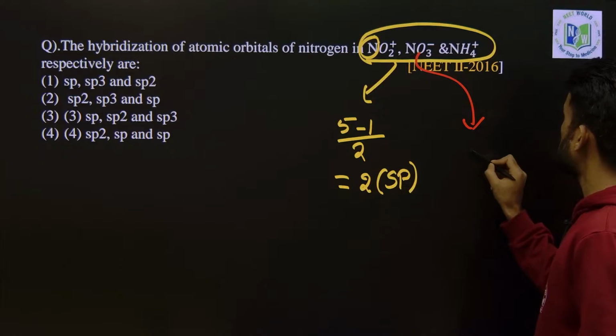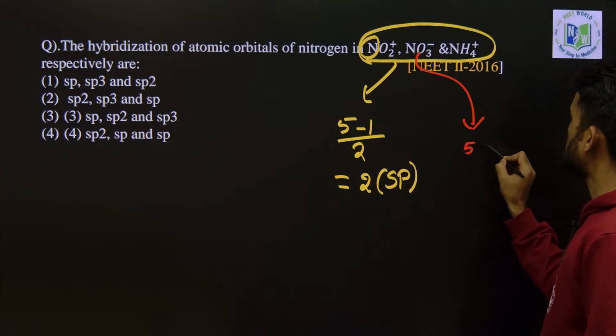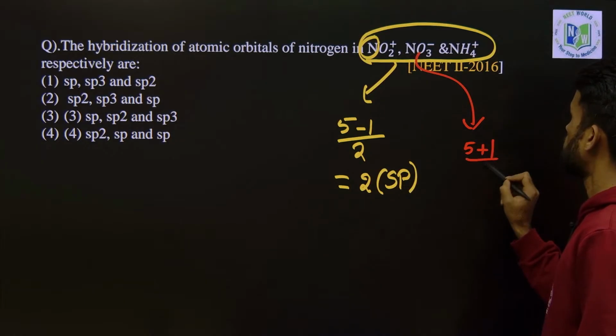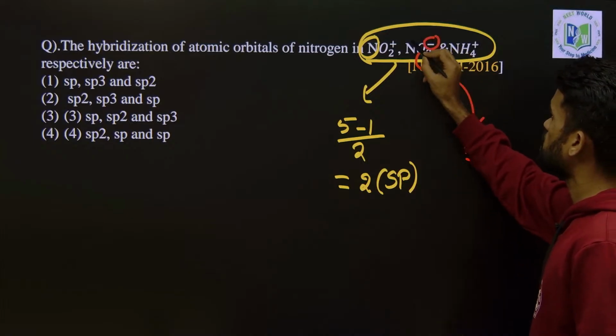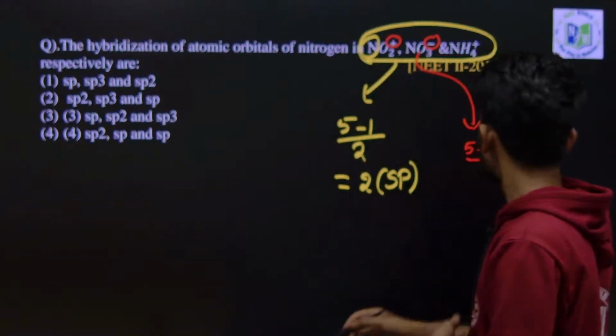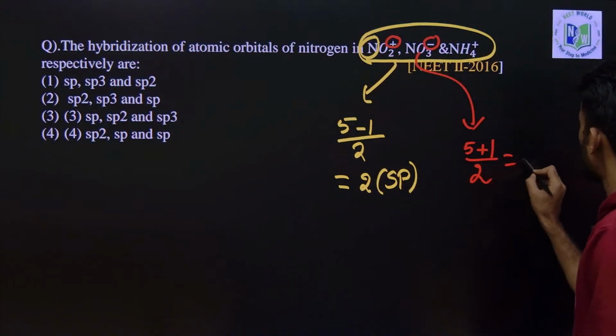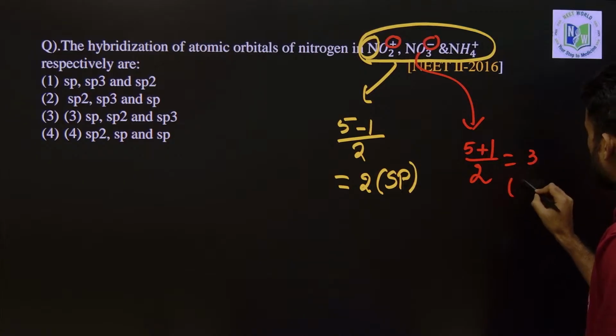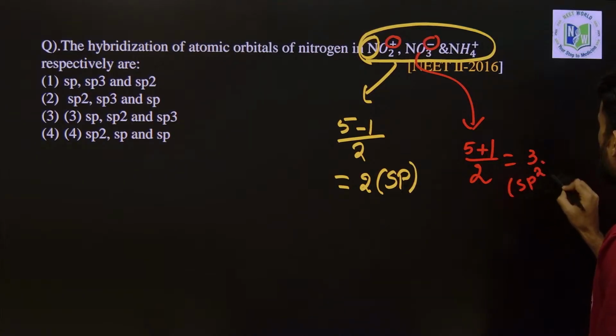So NO3 minus means nitrogen with 5, and the minus 1 charge means we add 1 electron to that. Minus indicates addition of electron, plus indicates removal of electron, you can consider. So that will get 6 by 2, that is 3, it means sp2 hybridization.